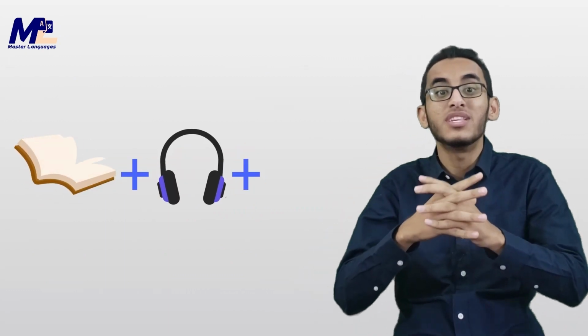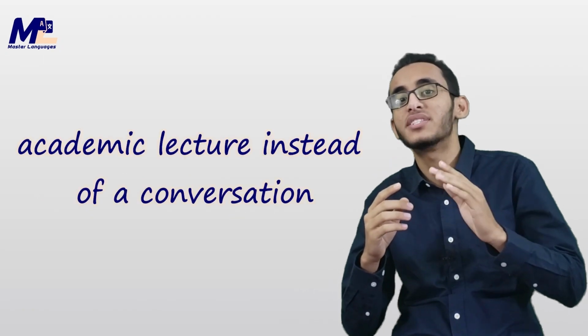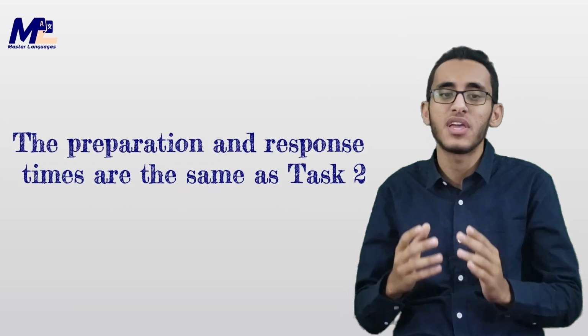For the integrated tasks, Task 2 combines reading and listening with speaking. You will read a short passage, listen to a related conversation, then have 30 seconds to prepare and 60 seconds to respond. Task 3 also involves reading and listening, but you will listen to an academic lecture instead of a conversation. The preparation and response times are the same as Task 2, 30 seconds and 60 seconds to respond.